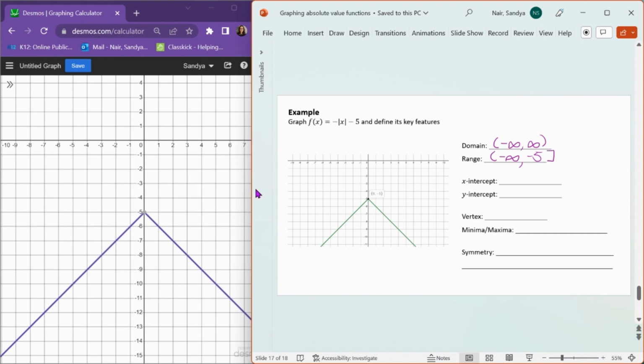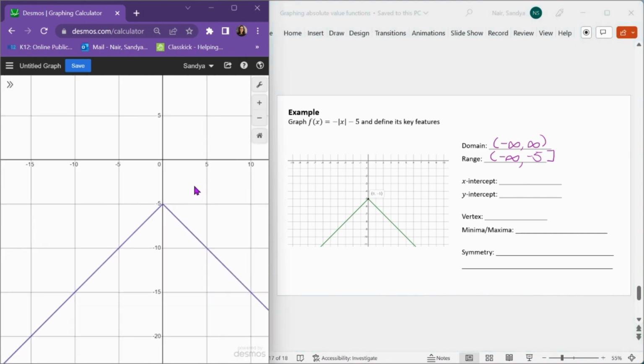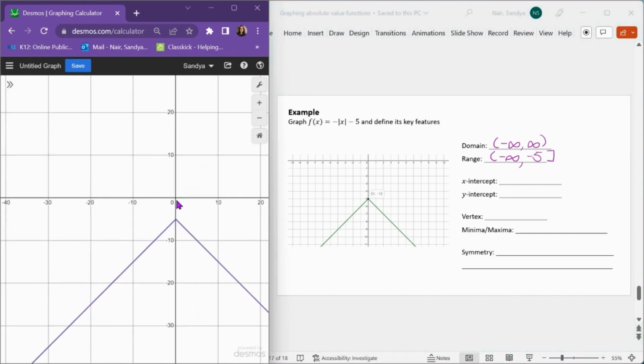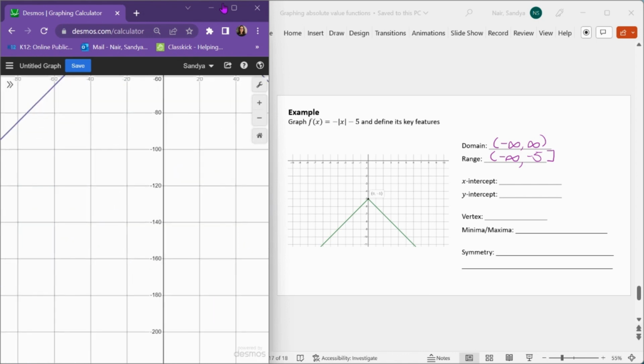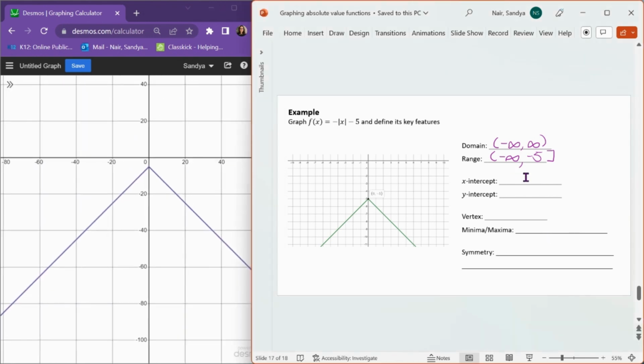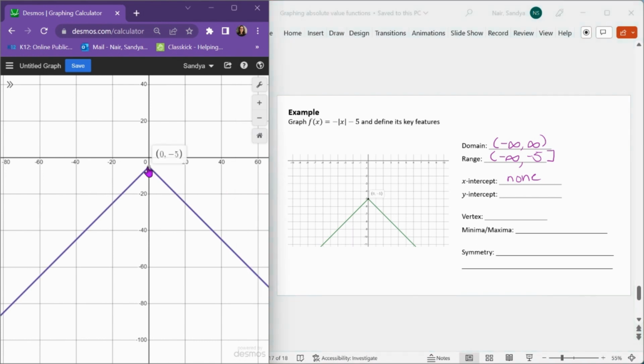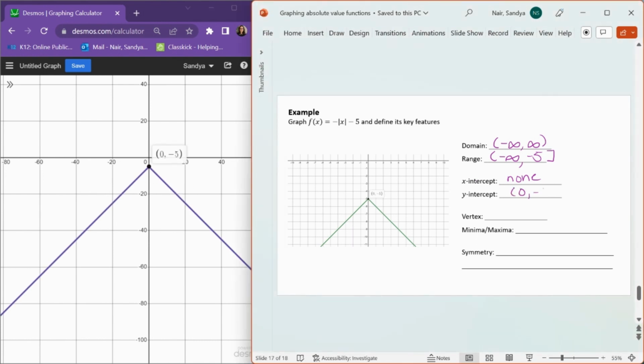Okay, so now we're looking for x-intercepts, and actually there's no x-intercepts, right? Because this entire graph exists below the x-axis, so we actually have no x-intercepts, okay? And that does happen sometimes with absolute value functions. So we would say there's no x-intercepts. It does have a y-intercept, right? That y-intercept happens to also be the vertex. So it's at 0, -5. So the vertex is at 0, -5.